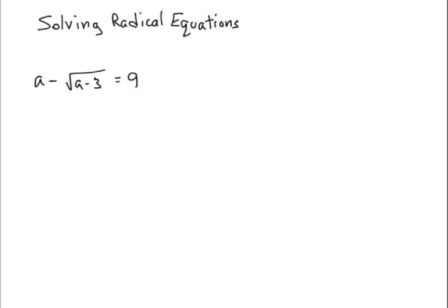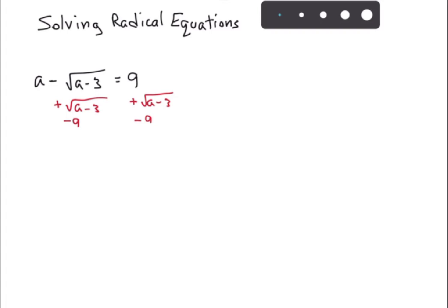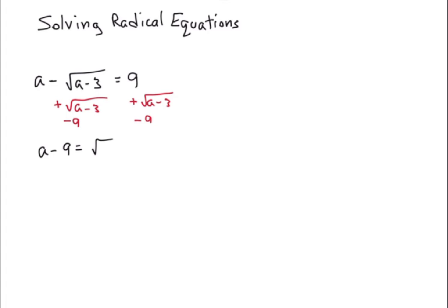And so we can accomplish this in a couple of ways. Do I want to move the radical to the right? Do I want to keep it on the left? It doesn't matter. I'm going to move it over to the right. And so we'll get a minus 9 equals the square root of a minus 3.